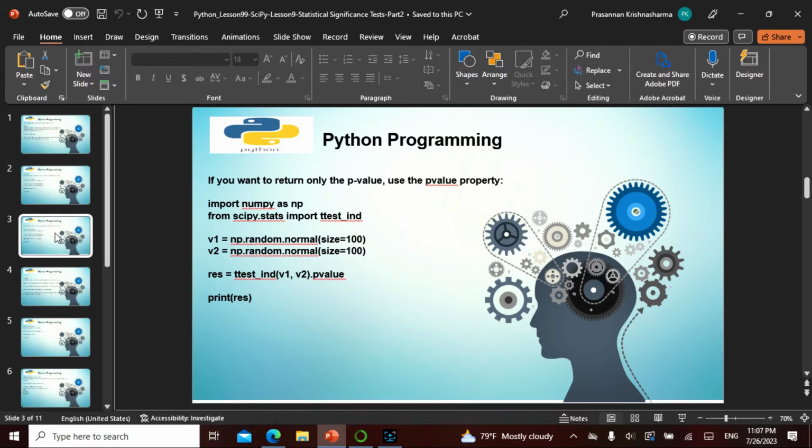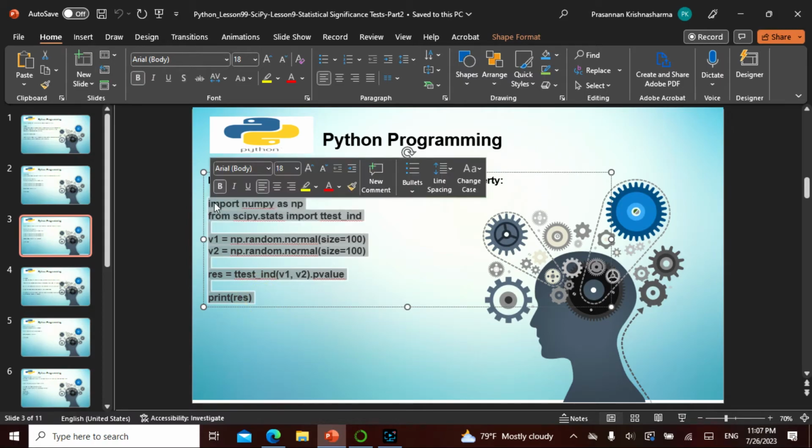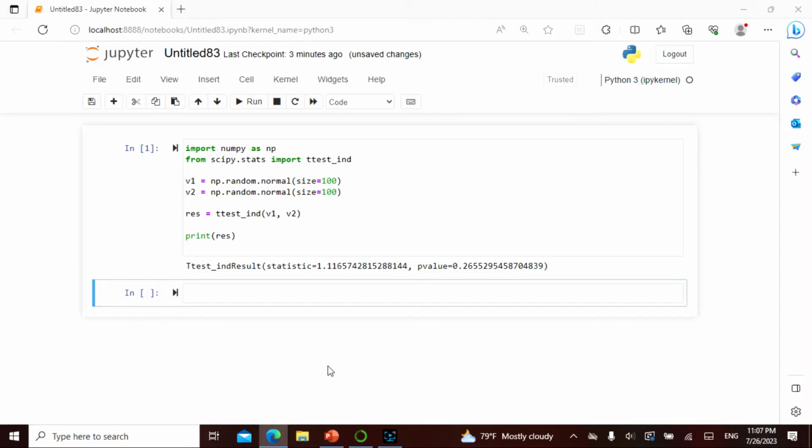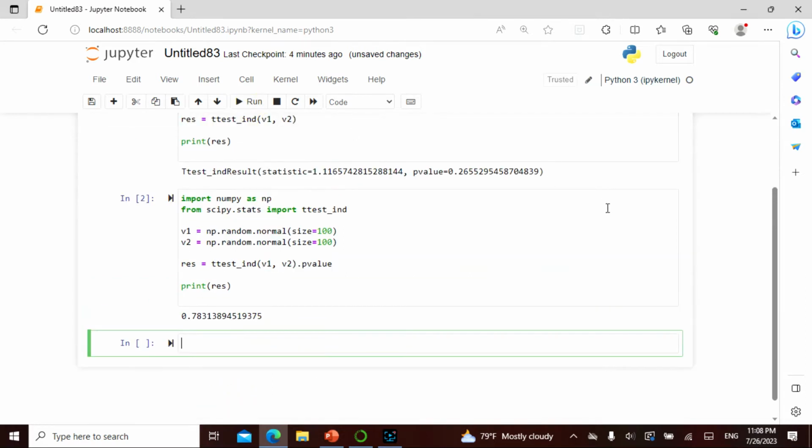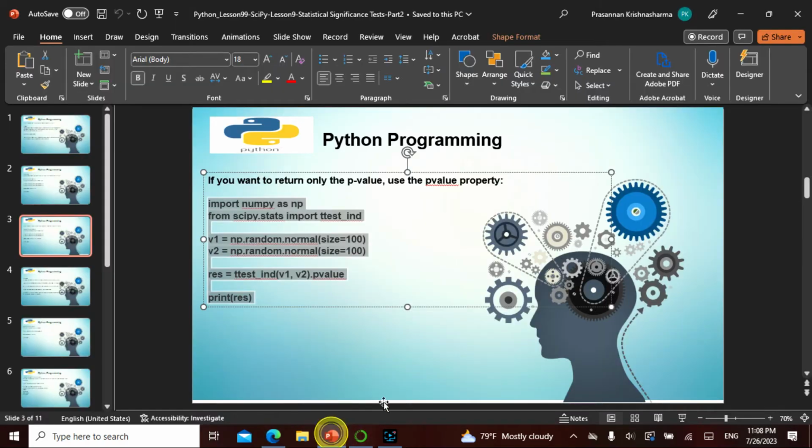If you want to return only the p-value, use the pvalue property. So here, if I take this and do this, the difference between these two is that everything you need to import is the same. But here I get a statistic and a p-value, and here I say only the p-value. So let's see what it gives. It gives me only the p-value, and that is what it is. Fine.